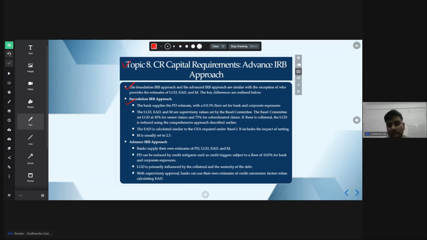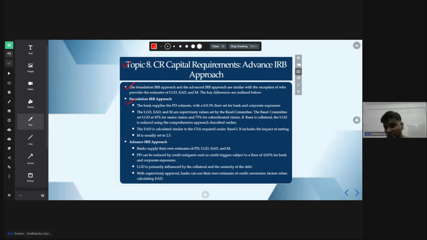In the foundation IRB approach, for probability of default estimation, the bank estimates the PD, subject to a floor of 0.03% for bank and corporate exposures. The floor prevents banks from understating credit risk for very high quality borrowers, gaming the capital with overly optimistic probability of default. LGD (loss given default), EAD (exposure at default), and maturity are set by the Basel committee, not the bank.